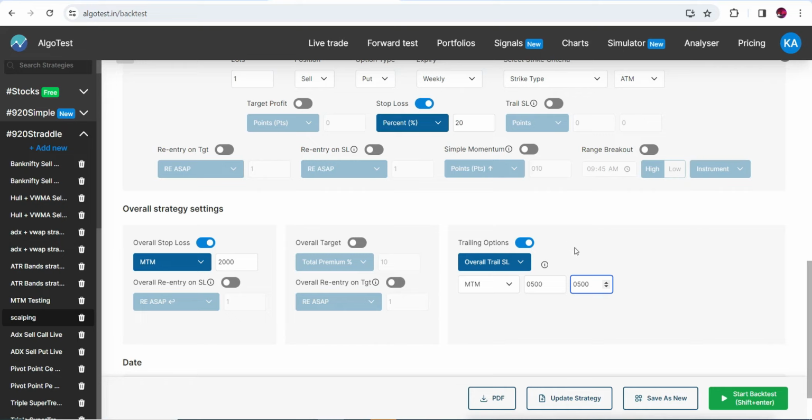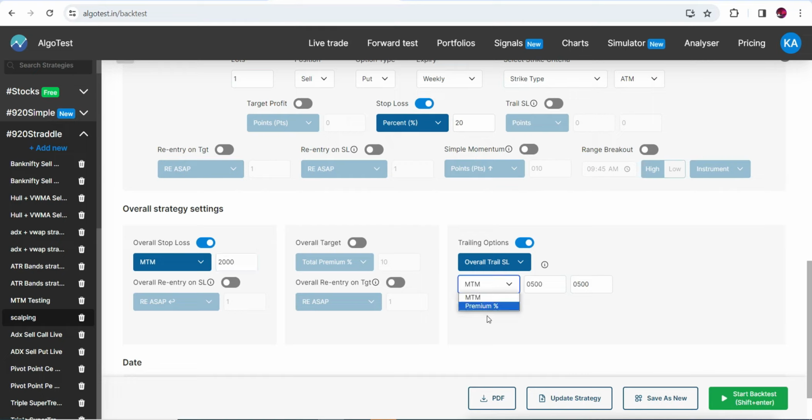So this is how the overall trailing stop loss works. It simply trails this overall stop loss, so that if our profit increases by 500, it will trail our stop loss by 500. It will trail this 2,000 to 1,500, again 500 increase, again 1,500 will be trailed to 1,000. So this is how the overall trail SL works.